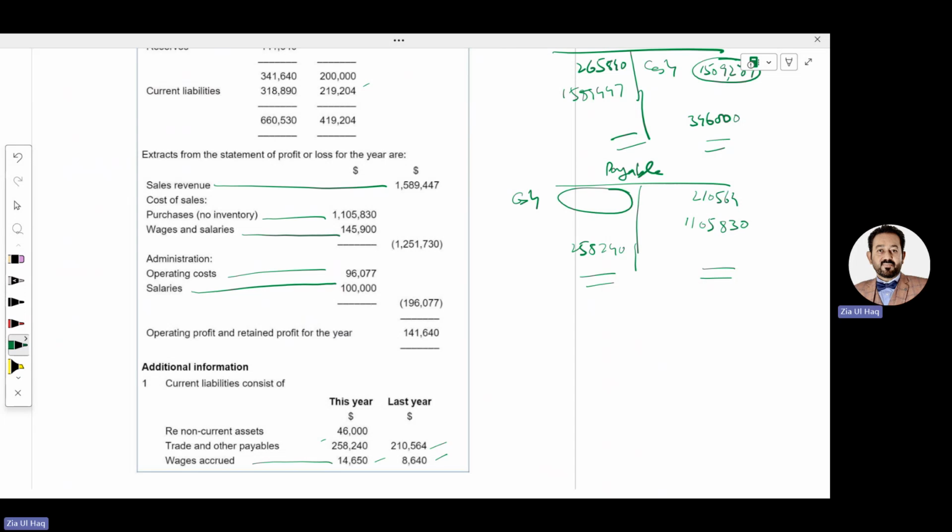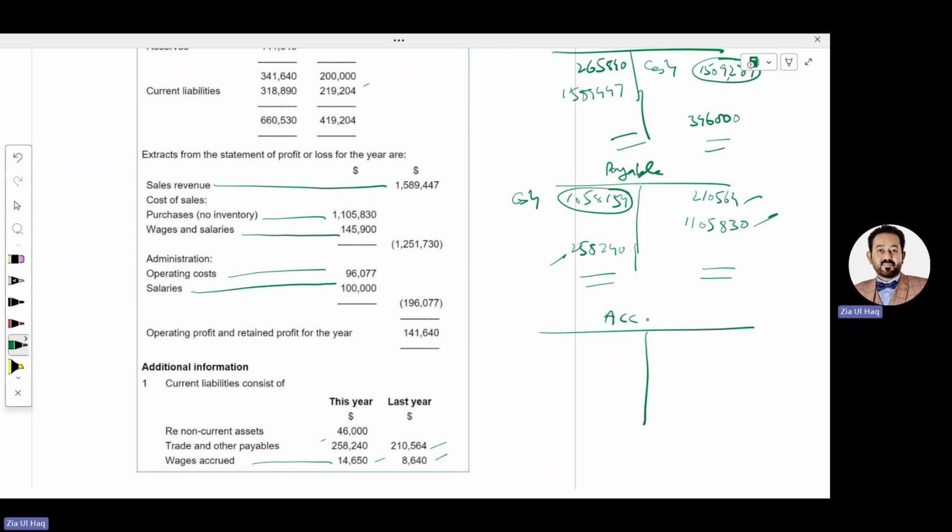We are not adding operating costs. Where are the operating costs? In payables. Opening balance, closing balance, purchases, and we need to calculate the cash figure. Operating costs are not relating to purchases, they are expenses. The figure is 1,058,154. Now we need to calculate wages.